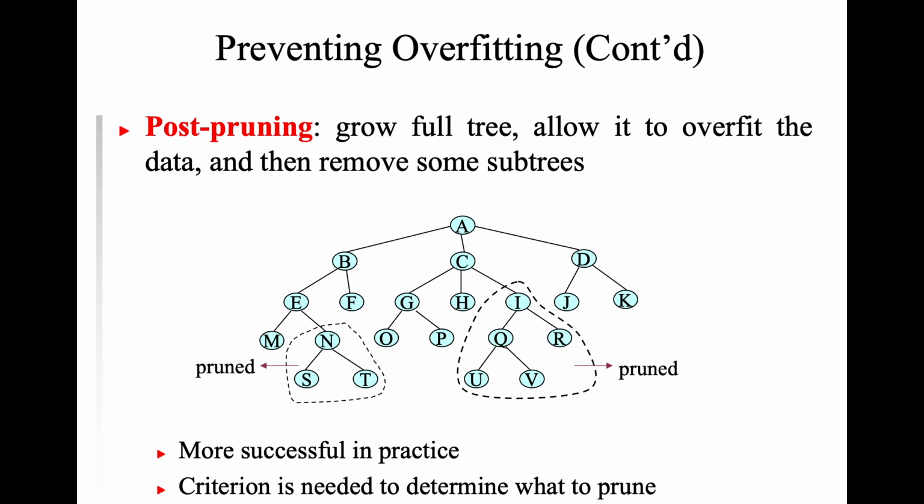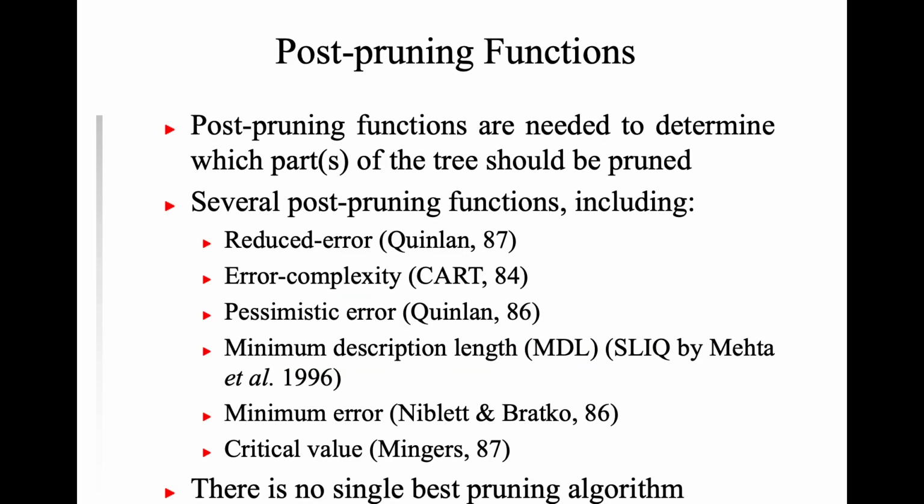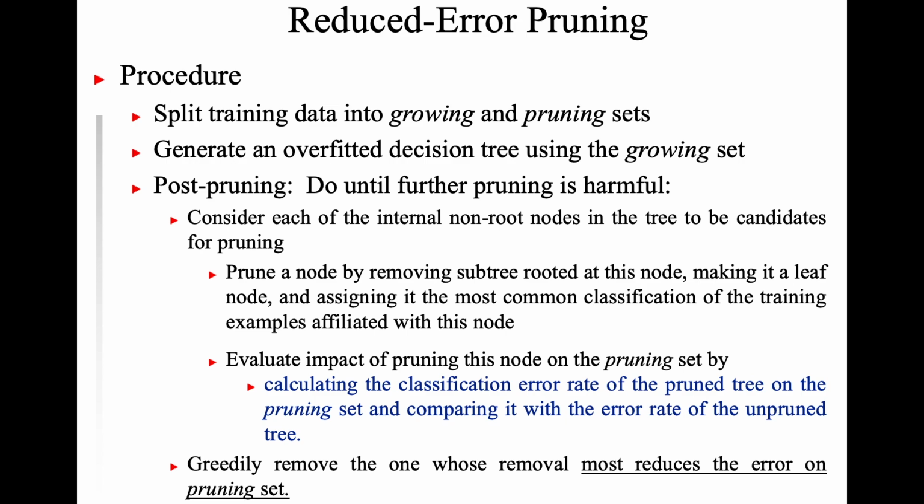Post-pruning is especially useful when any individual feature is not informative, but a combination of features is more informative. Here are some methods to do post-pruning. We can use reduced error, error complexity, pessimistic error, and several others. Here I just covered three of them.